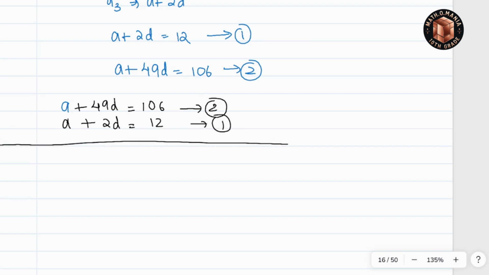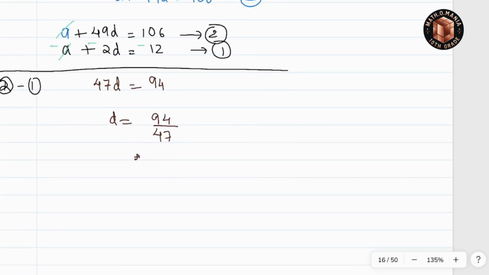So I will subtract them both. Equation 2 minus equation 1 means what will happen now? Here my signs will get changed. This one will become negative, this also will become negative, this also will become negative. This one and this will get cancelled. Now, 49 minus 2 is 47D equals 106 minus 12, which is 94. Therefore, D equals 94 divided by 47, which is 2, right? We got D equal to 2.